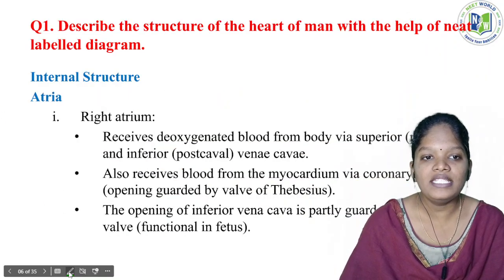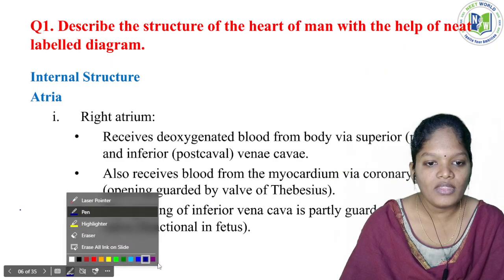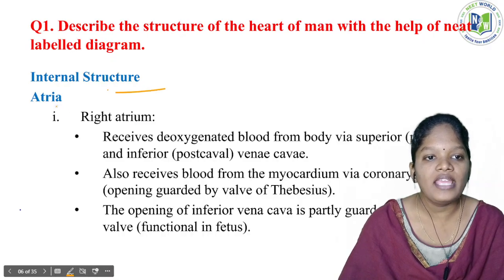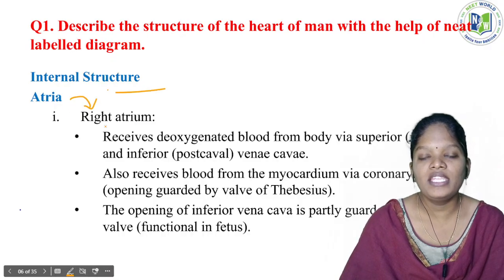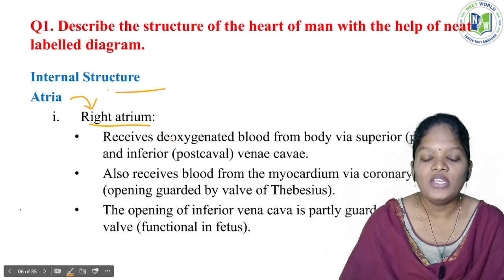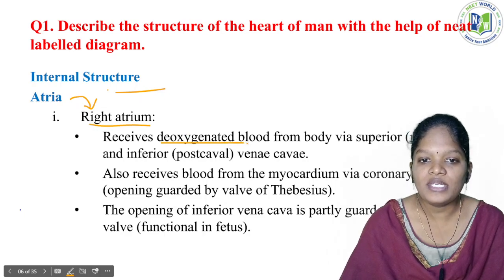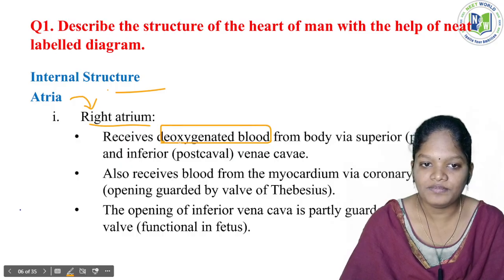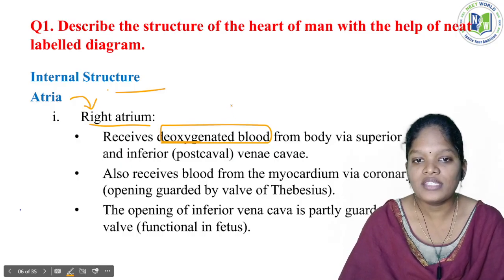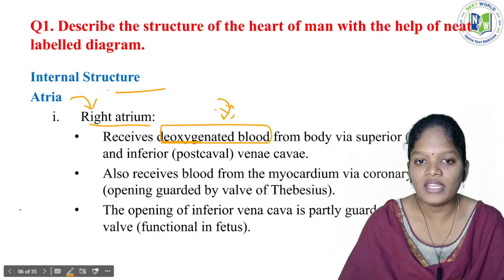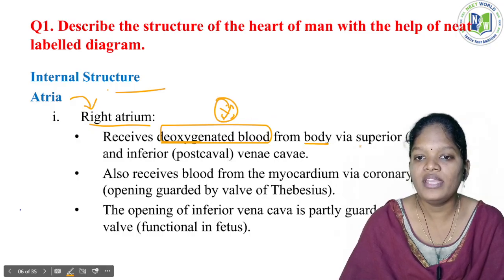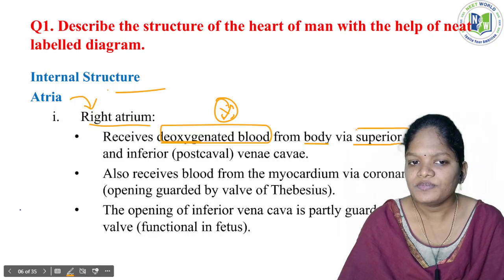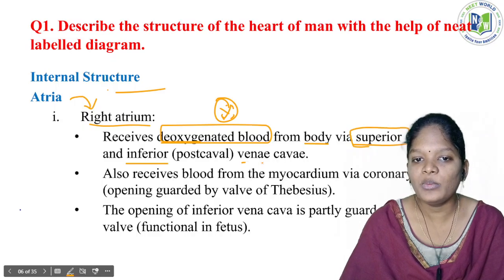And what about the internal structure? What will be the speciality of the internal structure? In the atrium, we have the right atrium. This right atrium receives the deoxygenated blood. This is an important point. The right atrium receives the deoxygenated blood from the body via the superior and inferior vena cava.